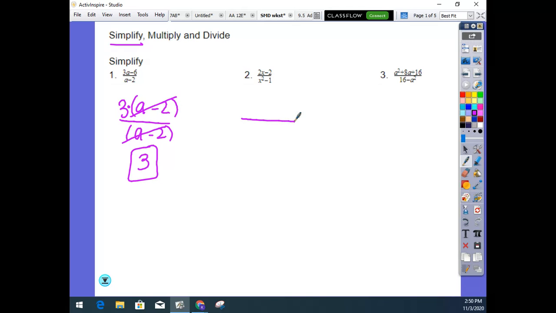Number 2, GCF. There is a GCF of 2. Divide each piece of the numerator by 2, and we're left with x minus 1. There is not a GCF for the denominator, which means I need 2 parentheses. Here, I couldn't factor it because it wasn't squared. In the denominator here, x is squared, so I need to break it into x and x.